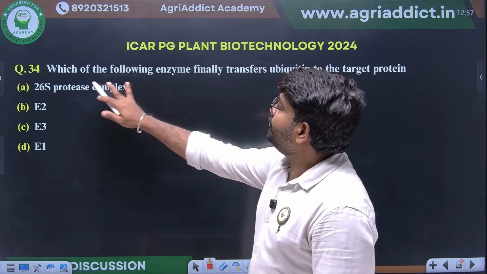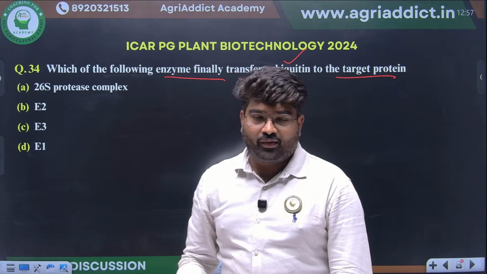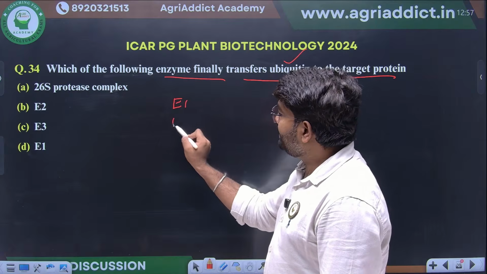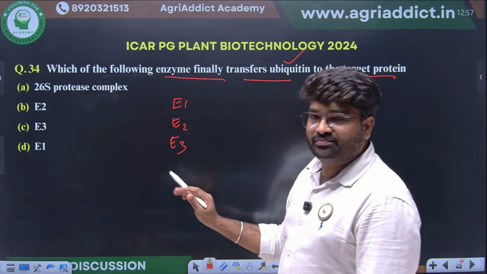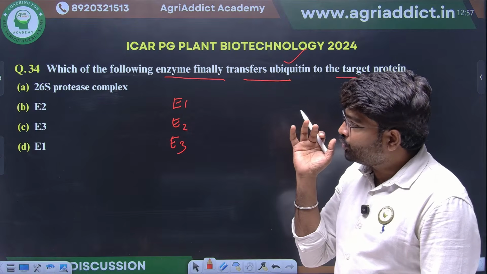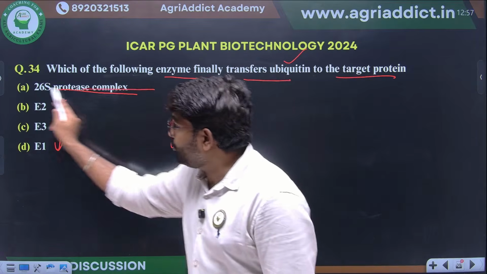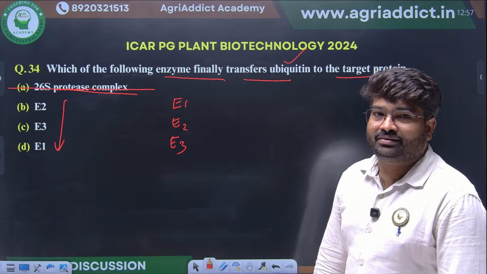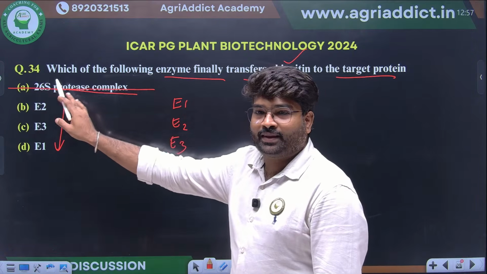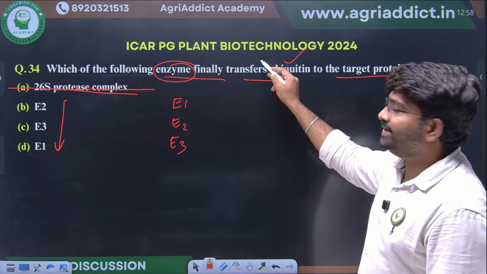Next, which of the following enzymes finally transfers the ubiquitin to the target protein? Ubiquitin to the target protein. Which of the following enzymes? We know there will be three enzymes, E1, E2 and E3. This will be involved in what? Yes, 26S. You observe properly. 26S proteasome complex. These are enzymes. First itself we have to eliminate that one. It's a complex, a proteasome complex. They are asking which of the following enzymes finally transfers the ubiquitin.